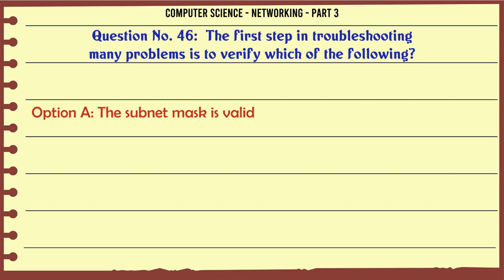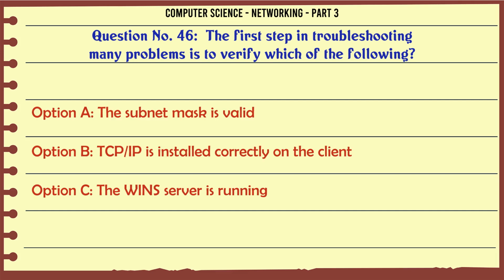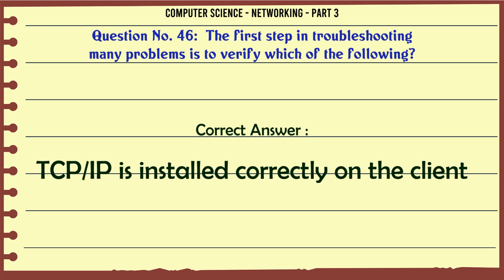The first step in troubleshooting many problems is to verify which of the following. A. The subnet mask is valid. B. TCP/IP is installed correctly on the client. C. The WINS server is running. D. The BDC is operable. The correct answer is TCP/IP is installed correctly on the client.